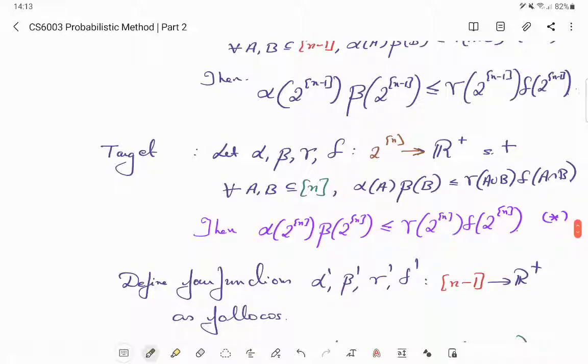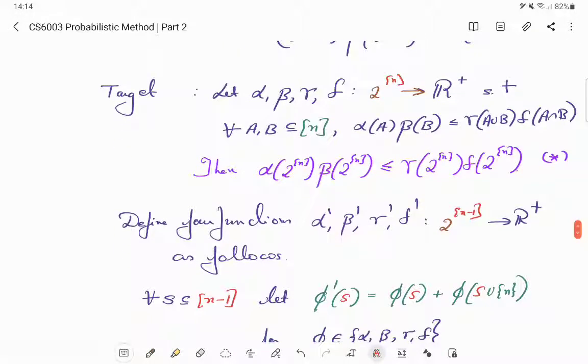Now we are going to define 4 new functions based on alpha, beta, gamma, delta. Since we are going to use them together, I am going to use the primed notations for them: alpha prime, beta prime, gamma prime and delta prime. But these functions, remember, are different. Alpha, beta and gamma are from 2 to the power n, but alpha prime, beta prime, gamma prime, delta prime are from 2 to the power n minus 1.